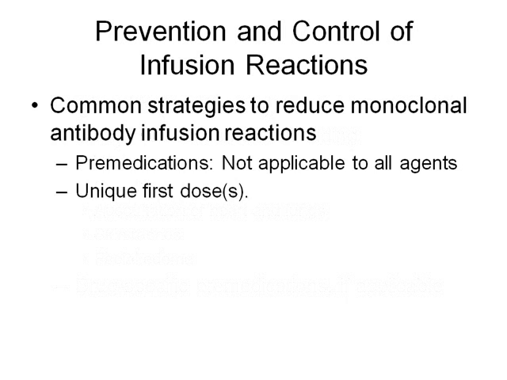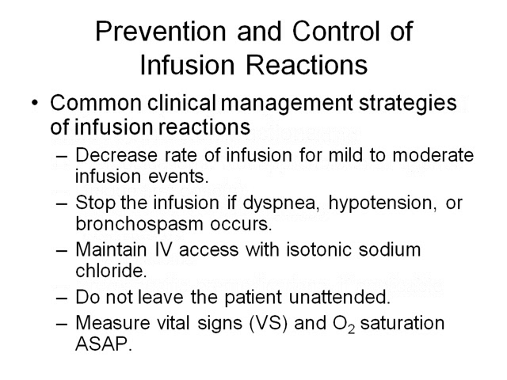In general, most monoclonal antibody infusion reactions are managed similarly. Most drug-specific administration guidelines recommend decreasing the rate of the infusion, usually by 50%, for mild to moderate infusion reactions, and stopping the infusion for severe infusion reactions. A patent IV line with normal saline should be maintained.